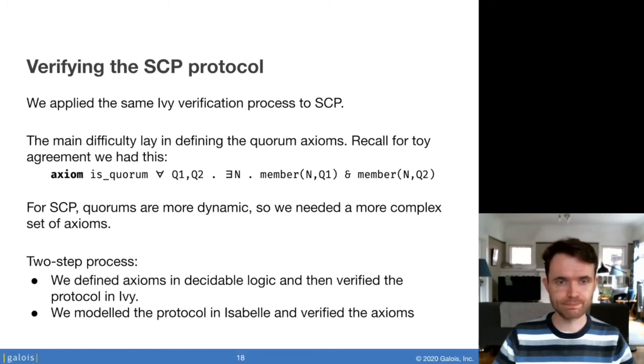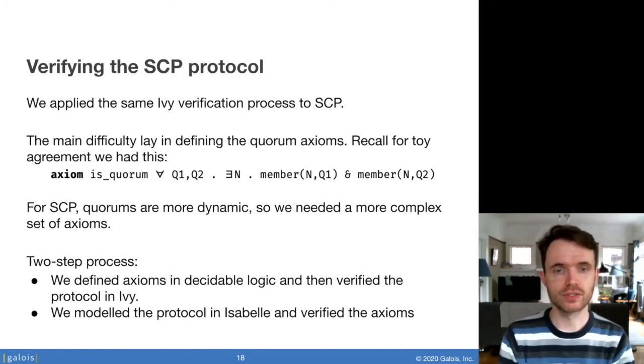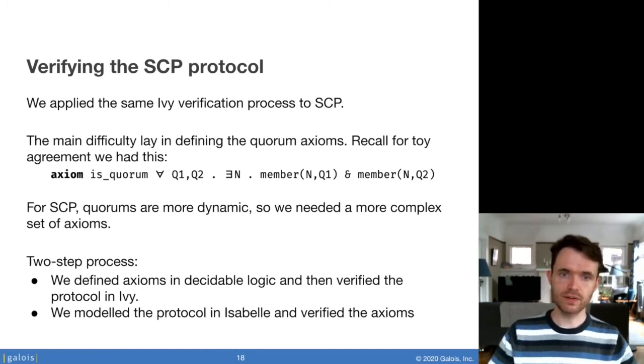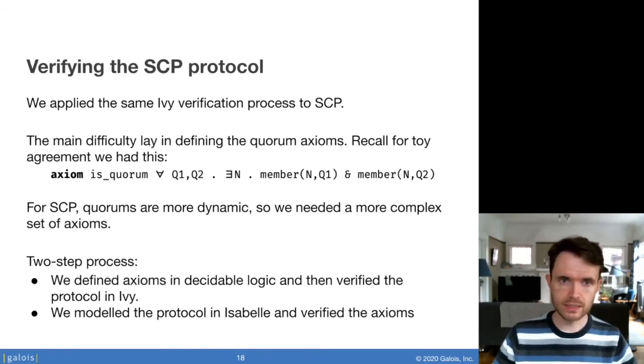In SCP, the notion of a quorum emerges dynamically from the participants' trust relationships. That means we don't have such a simple notion of a quorum. We need to find out what properties of the quorum SCP relies on and try to specify them in decidable logic. This led us to a two-step verification process. First, we defined a set of axioms about quorums which were sufficient to prove the SCP protocol correct. And second, we built an Isabelle model of the protocol and proved all the axioms we rely on hold.